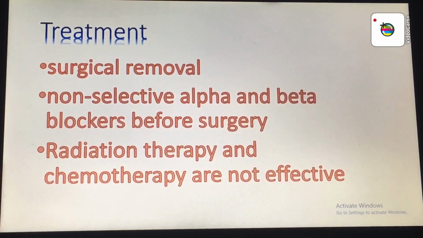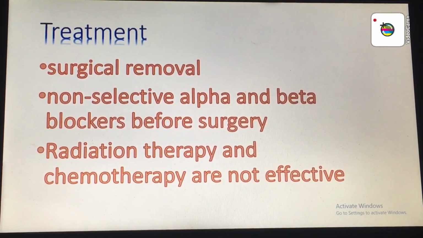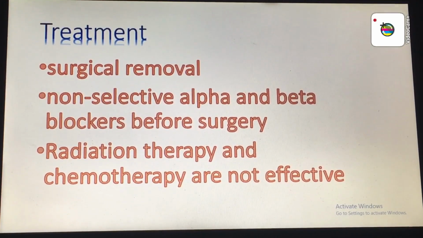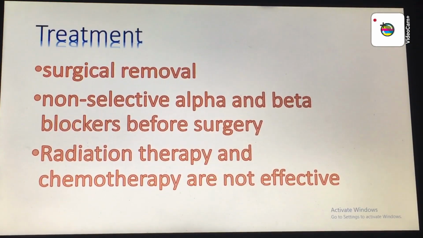Treatment: 90% of cases are successfully treated by surgical removal of the tumor, and before surgery we need to give non-selective alpha and beta blockers, a combination of these medications, for controlling hypertension. Radiation therapy and chemotherapy are not effective in this case.